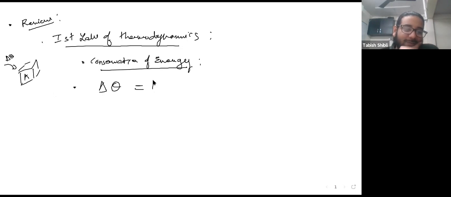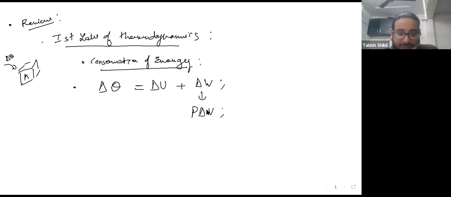Well, some of the heat will be used in increasing the internal energy, and some of the heat will be used in doing work. And for gas, we essentially figured out that delta W is nothing but P delta V, where P is the pressure and V is the volume of the gas, right? So essentially, अगर मैं कोई भी heat provide कर रहा हूँ, तो वो उसकी internal energy increase कर रही है and P delta V increase कर रही है.